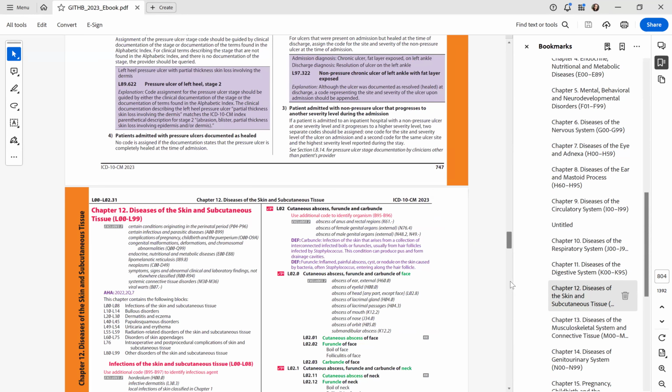And again, a lot of use additional codes, a lot of directions in the tabular. If you pay attention while you're reading in the tabular, you'll be fine. If you do not, unfortunately, you will be punished. So that's what we have on that.